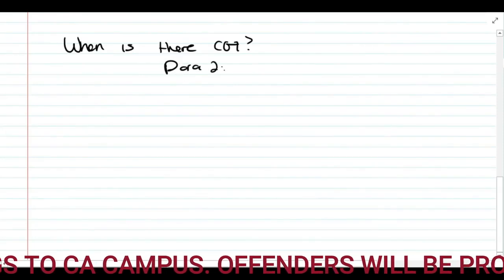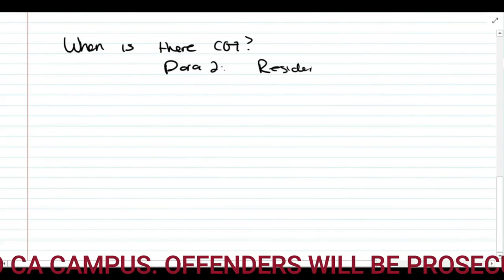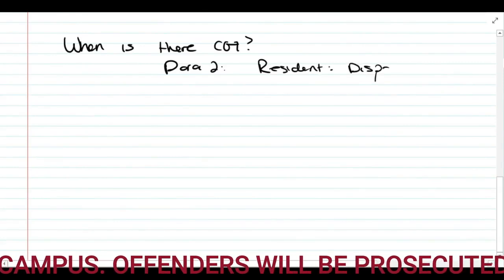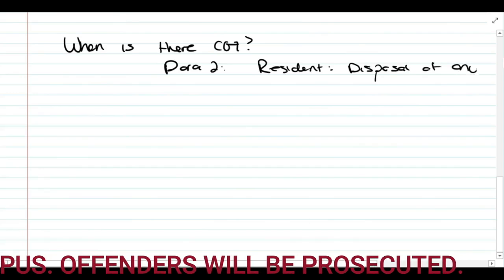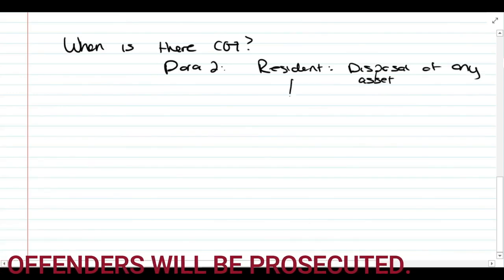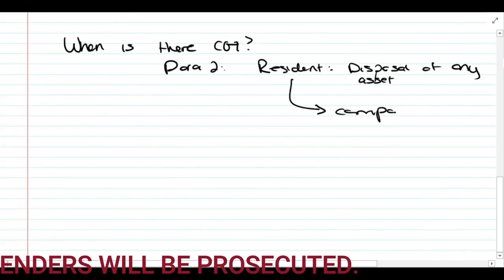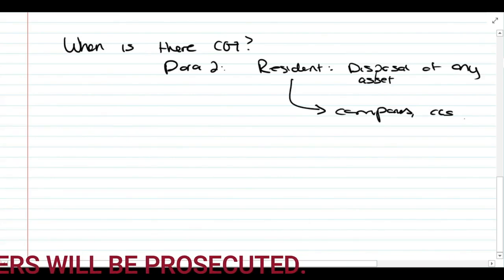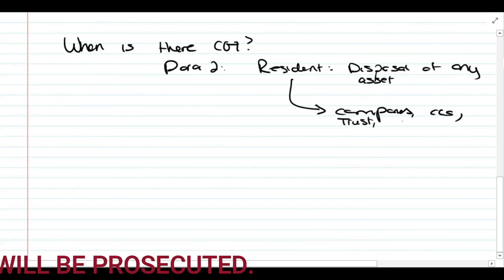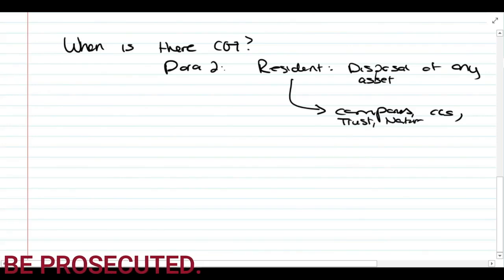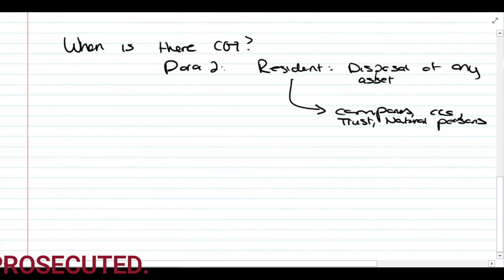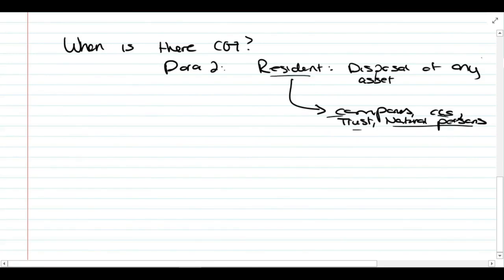Paragraph 2 tells us for a resident, it's a disposal of any asset. That resident is companies, close corporations, trusts, natural persons. So you tell the client, yes, Angel, you will be subject to CGT because you're a natural person. It does apply to natural persons, companies, CCs, and trusts. You're a resident and it's when you dispose of any asset. Paragraph 2 tells us that.